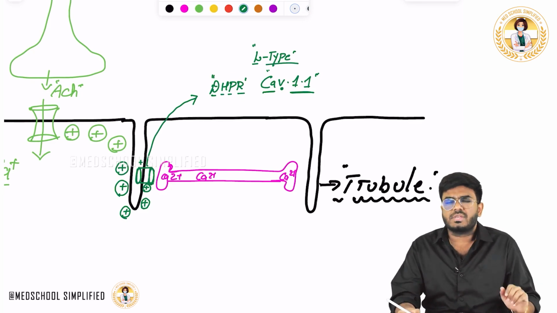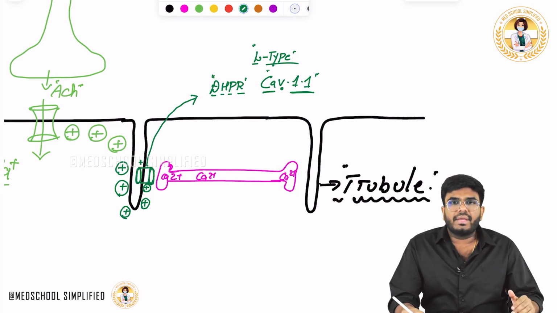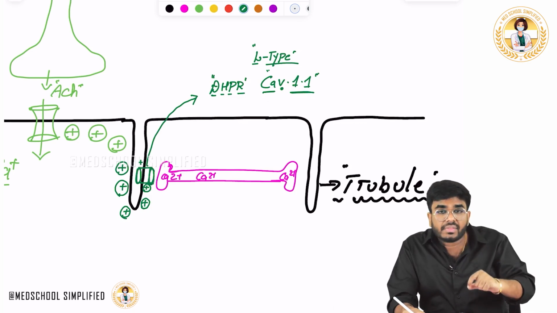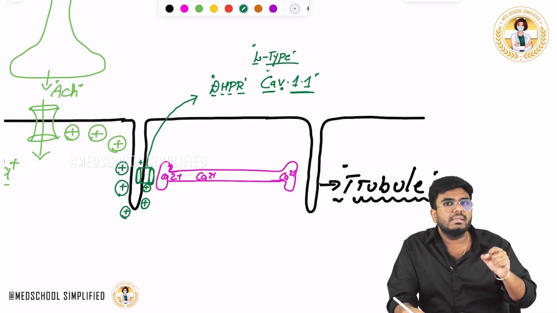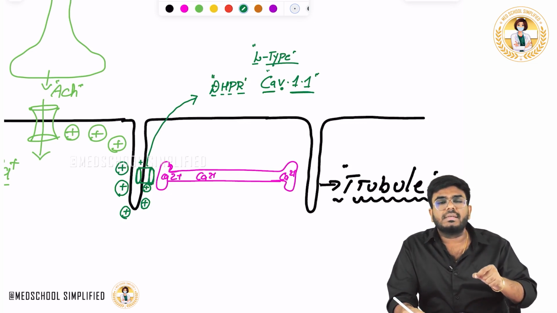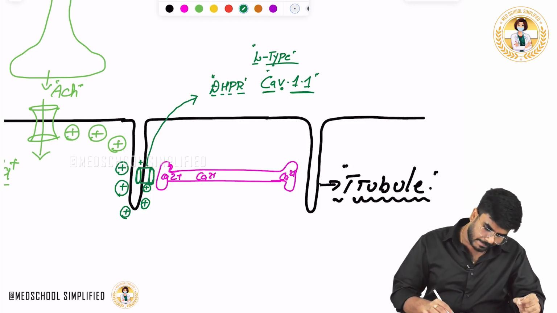There are different types of calcium channels: L type, P type, N type, T type. The point which I want you to know is that on the skeletal muscle, on this T-tubule, there is an L type calcium channel that is called CAV 1.1 or DHPR, the dihydropyridine receptor calcium channel.